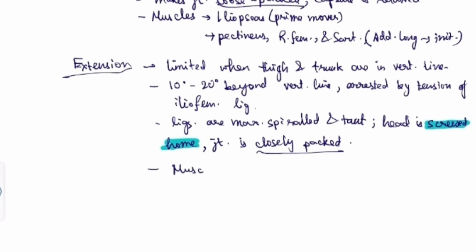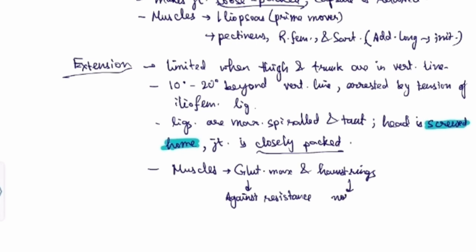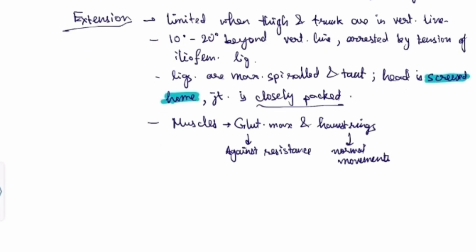What are the muscles? Glute max and hamstrings. Glute max acts against resistance, that means when you are running. When you're running, your glute max comes into play. But hamstrings act in normal movements, like walking or standing. That time your hamstrings come into play.